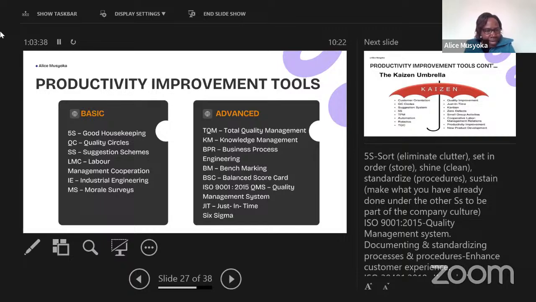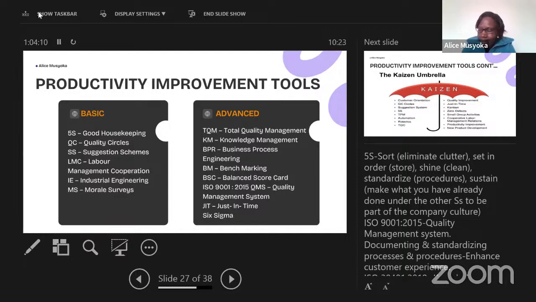Then we have morale surveys. This is about carrying out surveys, which is done mostly by HR. The survey data is used to understand and measure the attitude of individuals and groups. So those are basic tools for improving productivity, but we have advanced tools.